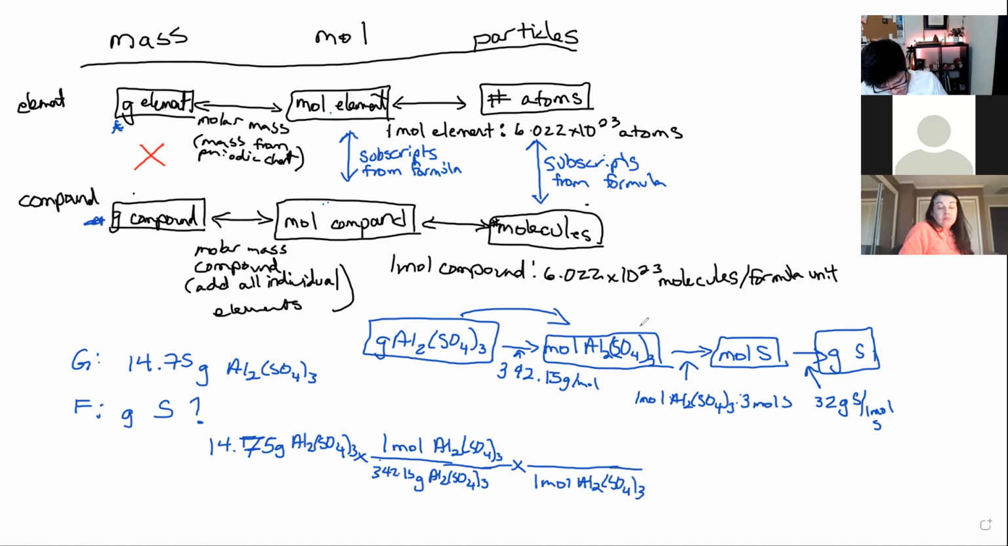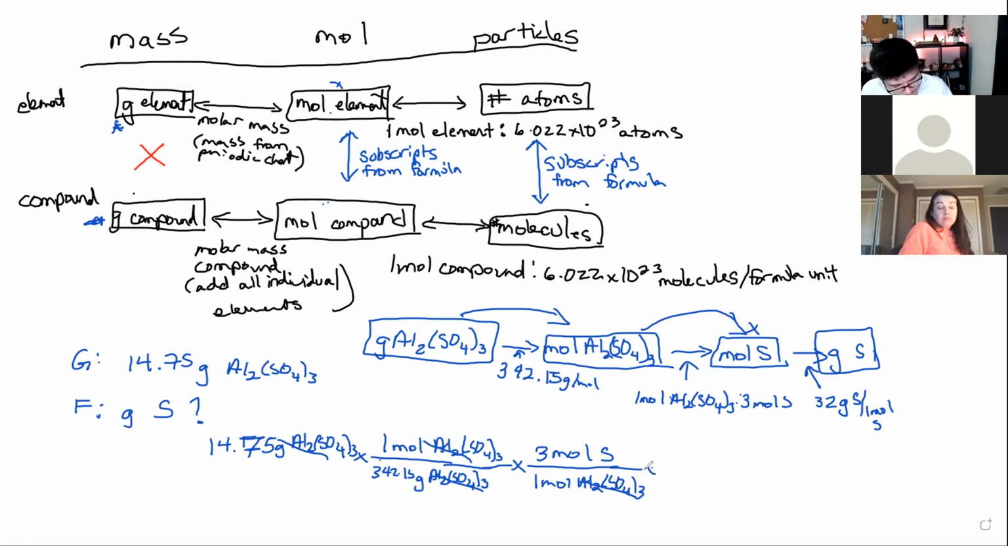And I want to get into moles of my element that I'm talking about. In this case, it's sulfur. So we get 3 moles of sulfur. You can see the grams of the compound cancel, the moles of the compound cancel. And now we're in moles of sulfur. So we're at this point in the flow chart. We want to do one more step and get back into grams.